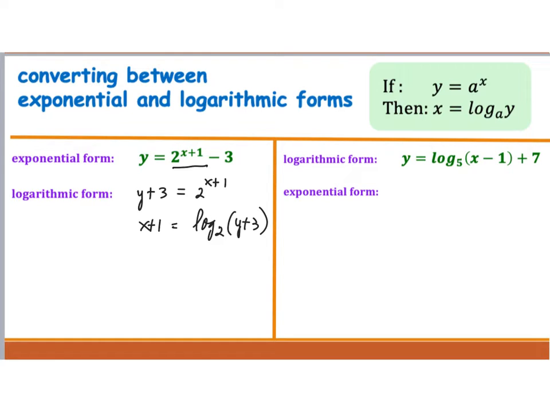Now the other way, if we have the logarithmic equation y is equal to the log base 5 of x minus 1 plus 7, if we convert this to exponential form, first thing we need to do is to isolate the log component or the log part. In this case, we need to subtract 7 from both sides. So that's y minus 7 is equal to the log base 5 of x minus 1. Then we use the formula. So it means that x minus 1 is equal to 5 to the power of y minus 7.